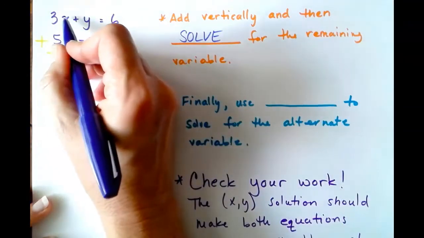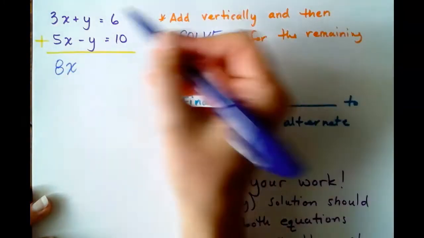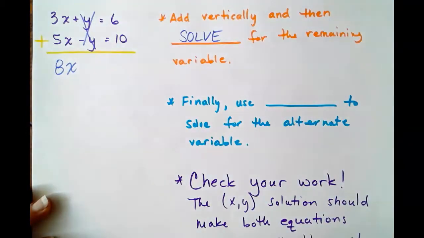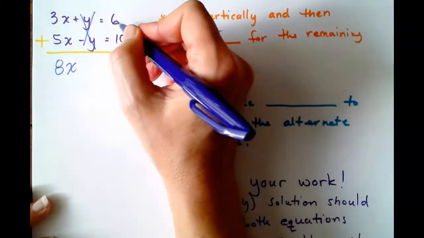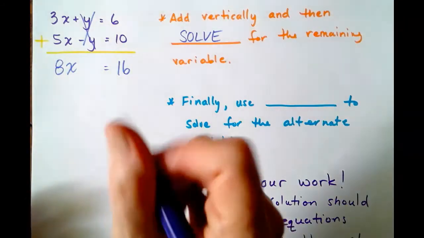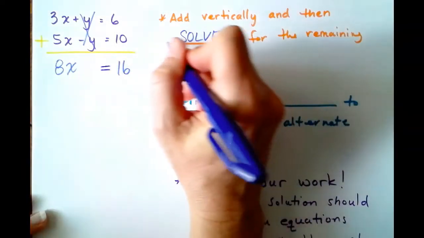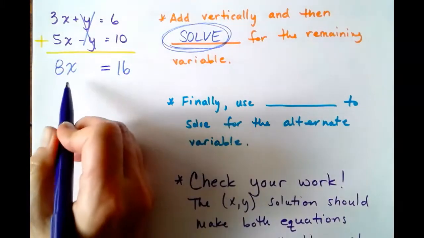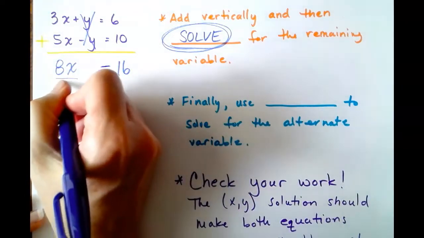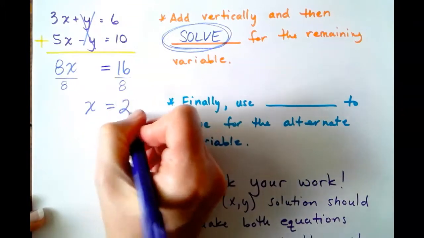So here goes. 3x plus 5x is 8x. A positive y and a negative y, they have opposite coefficients, so they cancel. 6 plus 10 is 16. So now we've got 8x equals 16, and this is all that remains, making it easy to solve for that remaining variable x. If 8x equals 16, when we divide both sides by 8, we get x equals 2.